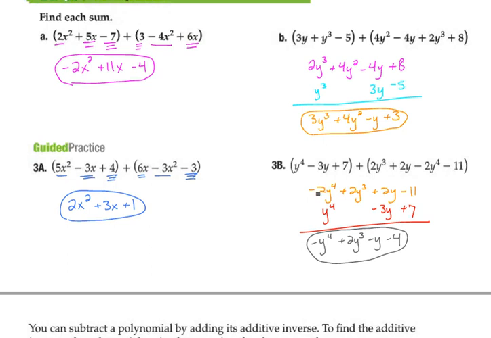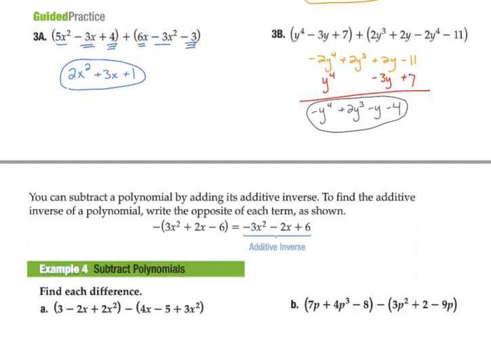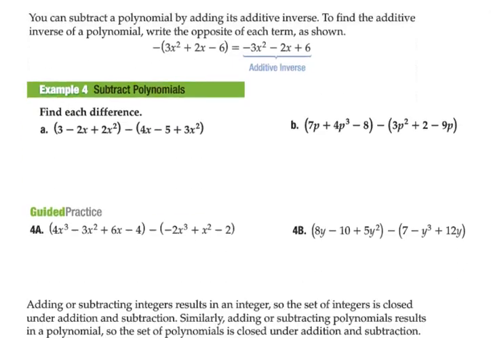Realizing again, if I had a -2, I am technically adding 1 there, so that is a -y to the 4th. So understanding there is an understood 1 there, but then when we do simplify it, we don't put that understood 1 in there. Okay. Knowing how to subtract polynomials. Remember, we add what's called by adding its additive inverse. So we change the signs of everything in that second term.